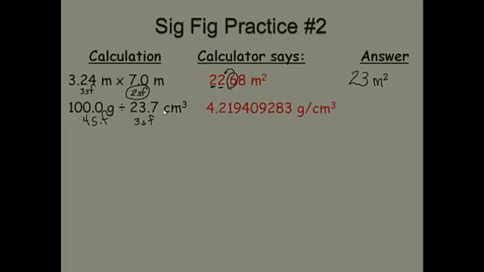So when we plug this into our calculator, we get this long answer. We cannot write that answer because that makes us think that whatever tool we use to measure measured out to this many digits. That's not true. Our measurement only measured 3 significant figures, so we have 3 sig figs in our answer. 4, 2, 1. We have to look at this 9 for rounding purposes. Since it's greater than 5, we're going to round up. So 4.22 grams per centimeters cubed is our correct answer.